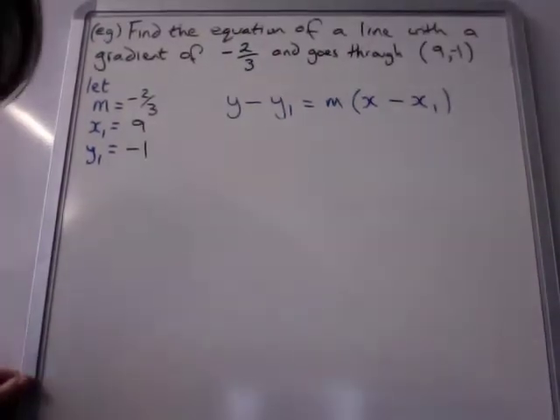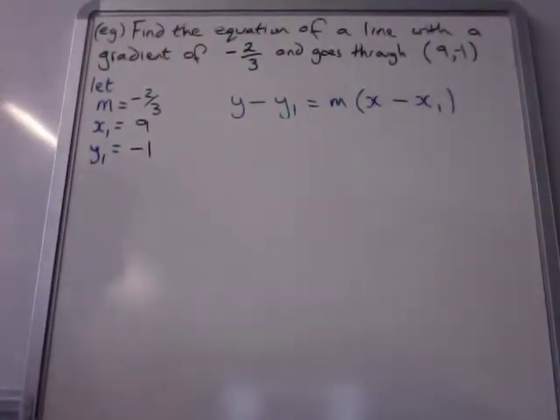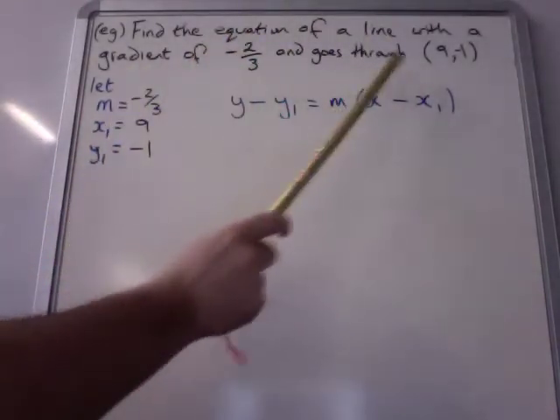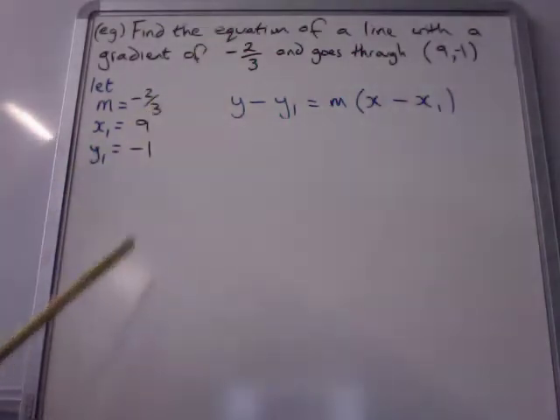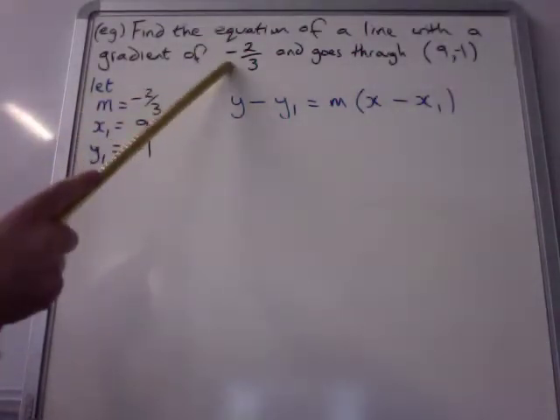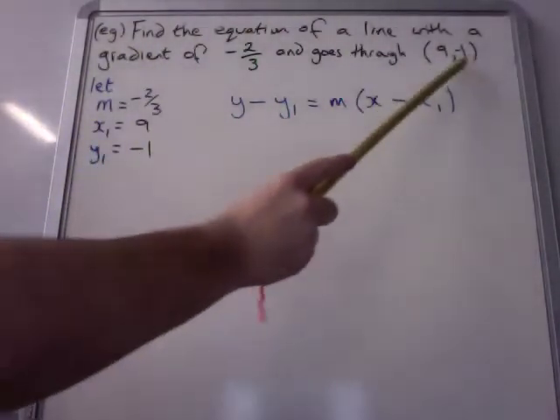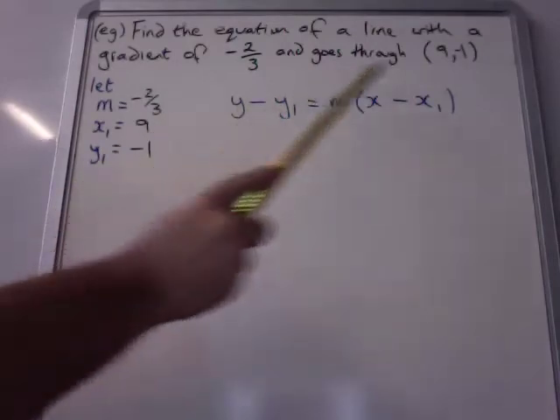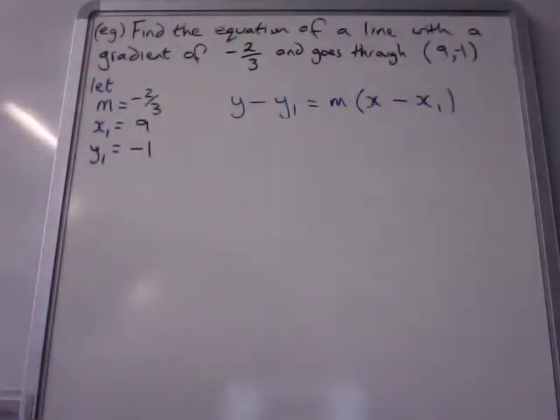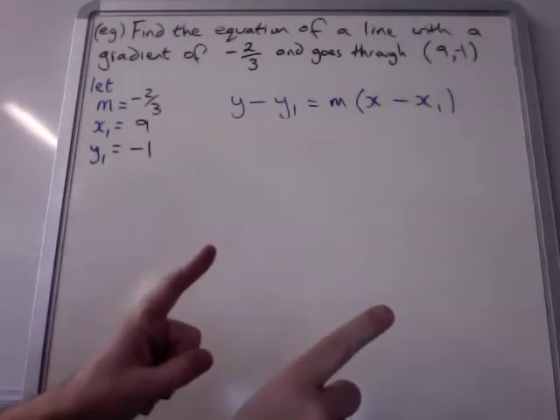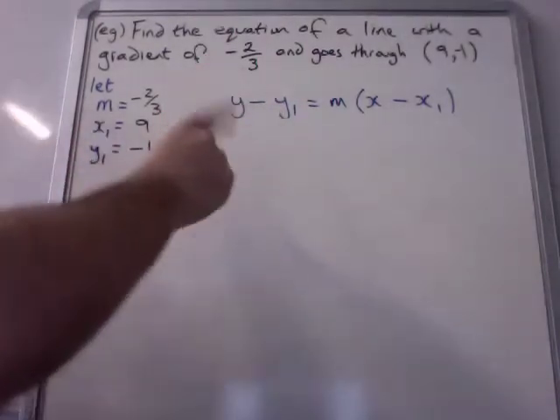Now we're going to do a worked example, and we can see it there. So what I have here is a question. Find the equation of a line. Gradient minus 2/3 goes through 9, minus 1. So I go let, and I fill in m is minus 2/3. That's the m value. x1 is 9. y1 is minus 1. Okay, we're going to use this equation. So I've written it down. The next thing to do is to invite Peter and Paul to come. And then we use Peter and Paul to fill in the equation.